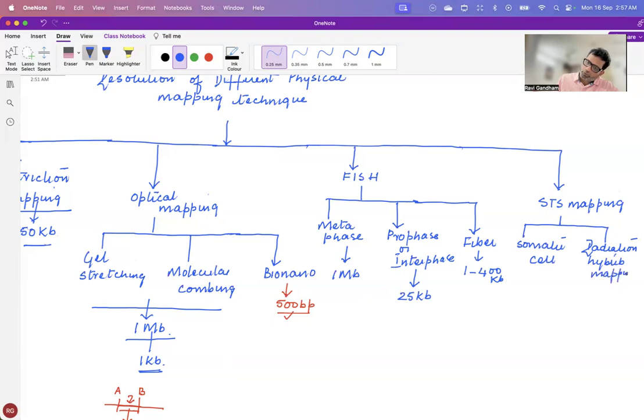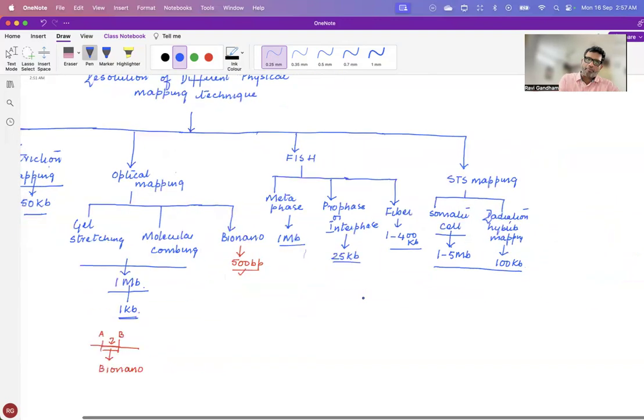Now, somatic cell hybridization has a resolution of 1 to 5 MB, whereas radiation hybrid mapping has a resolution of 100 kb. So this is regarding the comparison of the resolutions of all the different techniques that we have discussed.